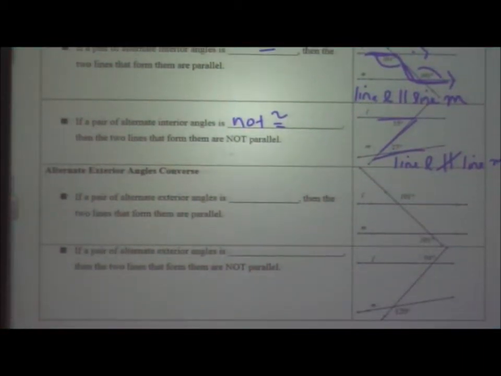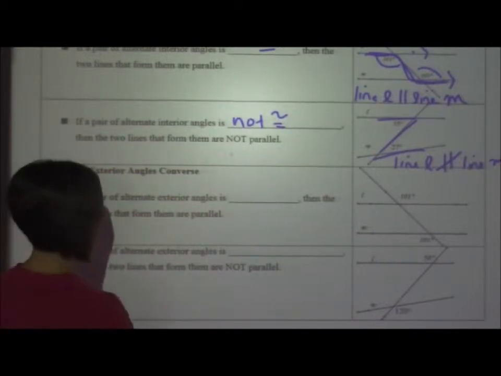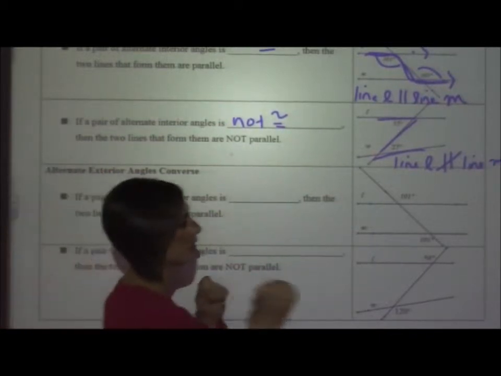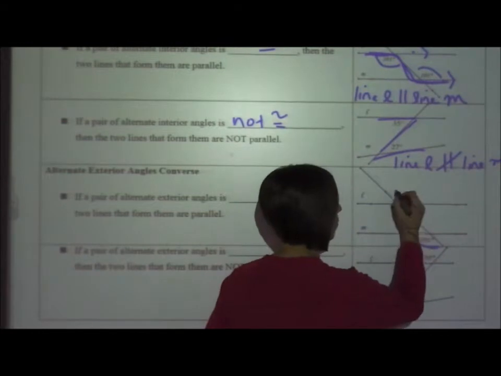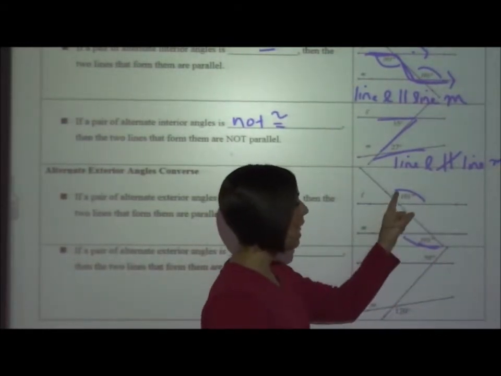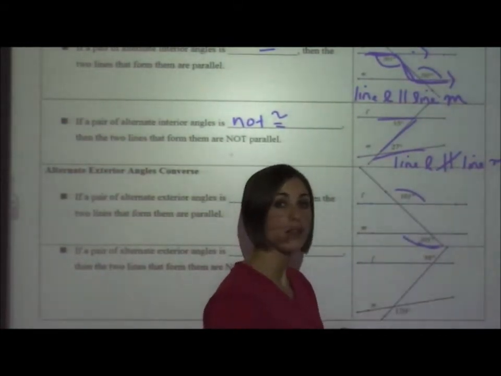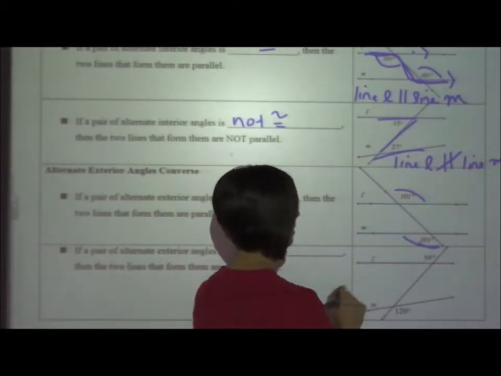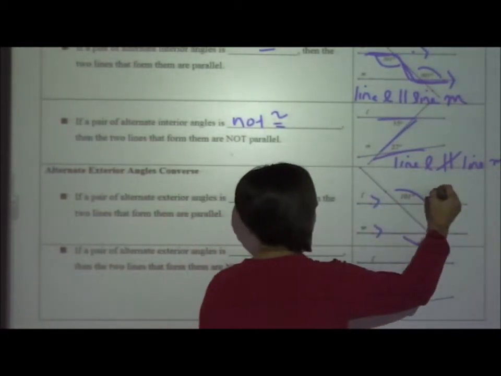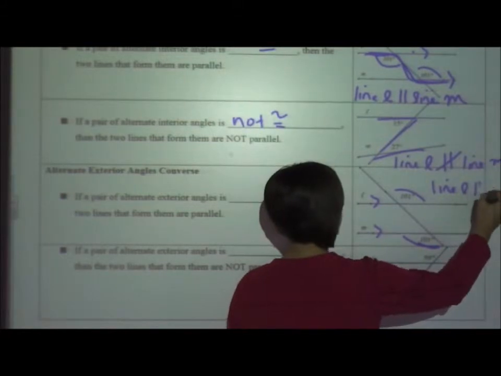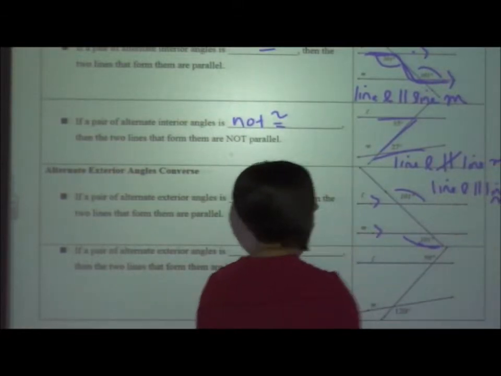The alternate exterior angles converse says that if a pair of alternate exterior angles is congruent, so here and here are my alternate exterior angles, and we're shown that they're congruent, they're both 101 degrees, we're allowed to say that line L is parallel to line M.